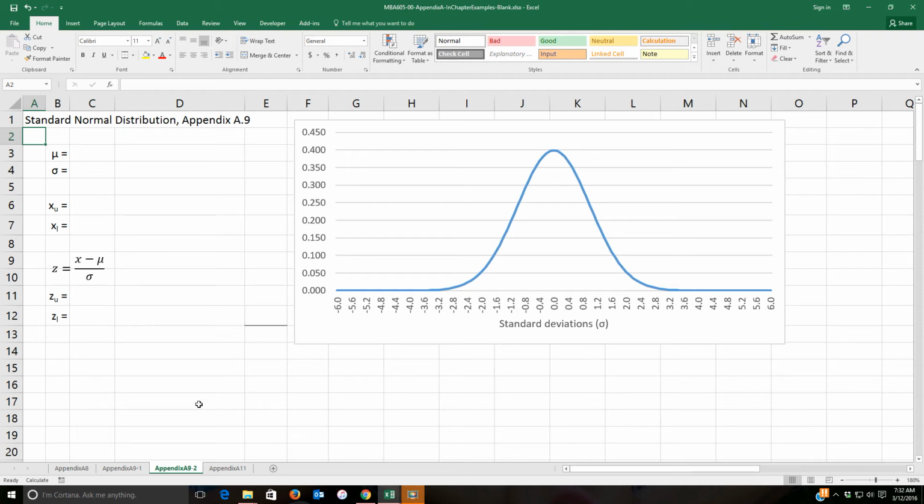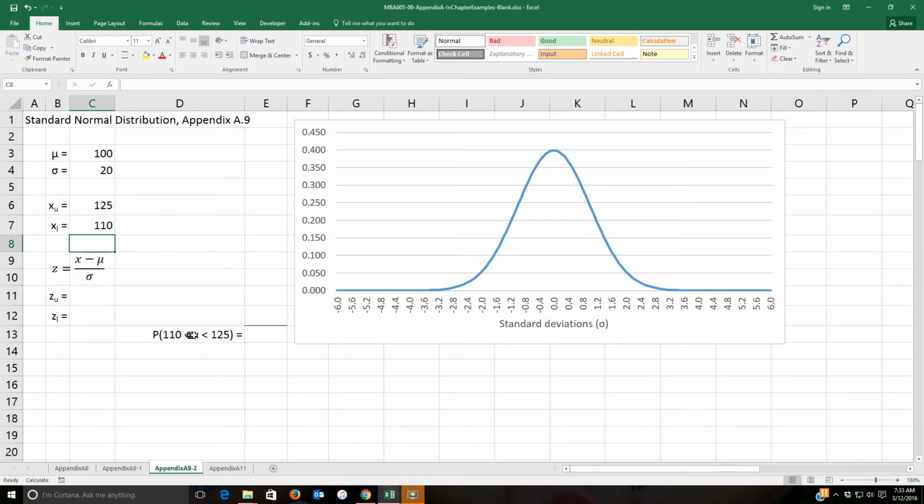The next instance that we're given in the text asks for us to find the area under the curve between two values. They go on to say, all right, what is the probability then that Hayes will finish the project between 110 days and 125 days? So we still have our mean of 100 days, our standard deviation of 20 days. Now we have an X upper, so we have 125 days. That's the upper bound. Then we have an X lower, a lower bound of 110 days.